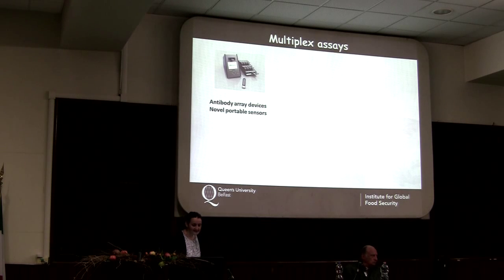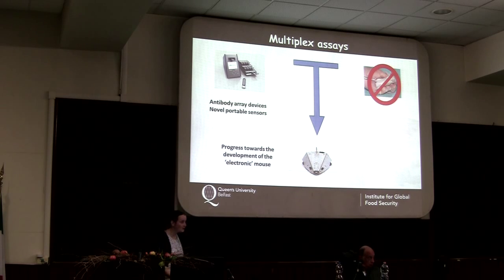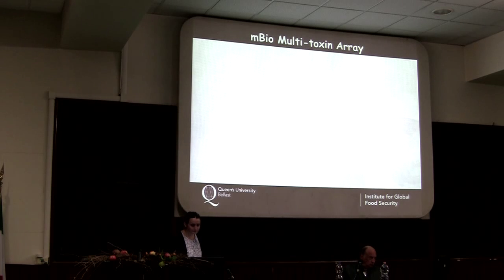So in terms of the multiplex assays, we developed the antibody array device really as an alternative to the mouse bioassay, because the mouse bioassay for water quality monitoring isn't really sensitive enough, and it was really to look for something that could be sensitive out in the field, because mass spec can't go there. And it progressed towards the development of the electronic mouse, to look for inexpensive procedures to reduce and replace the mouse bioassay, initially for shellfish toxin analysis, but also for water quality monitoring as a prevention tool.